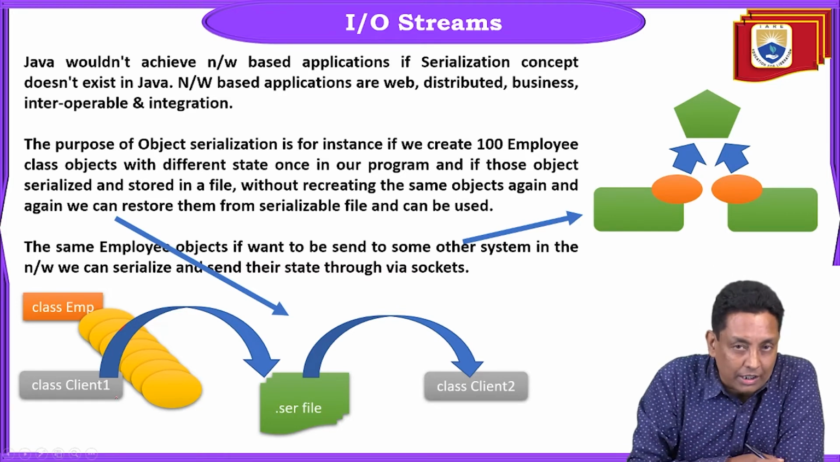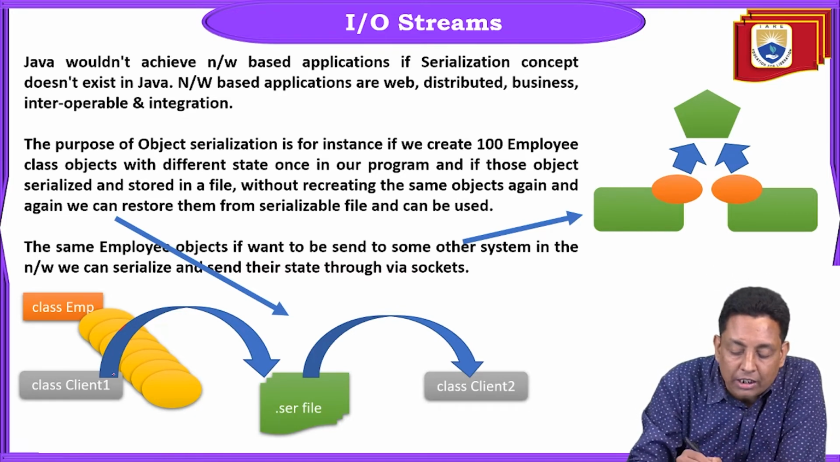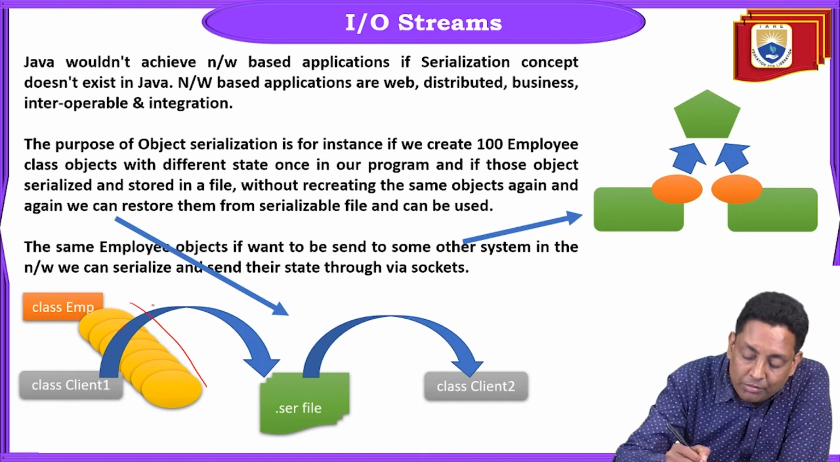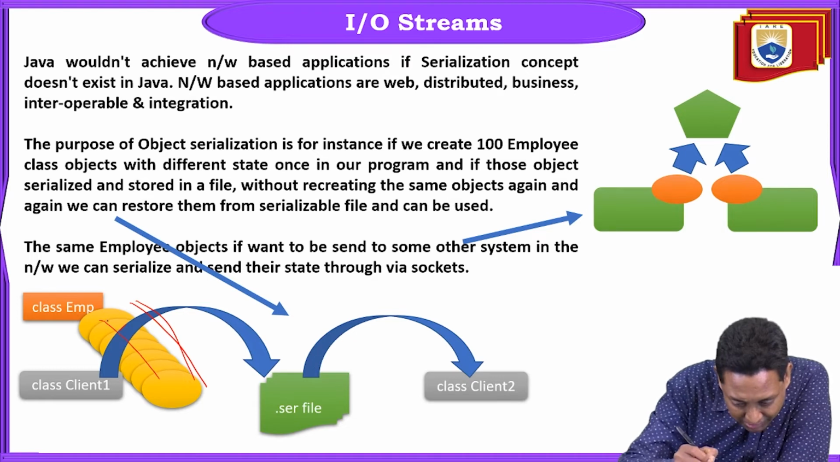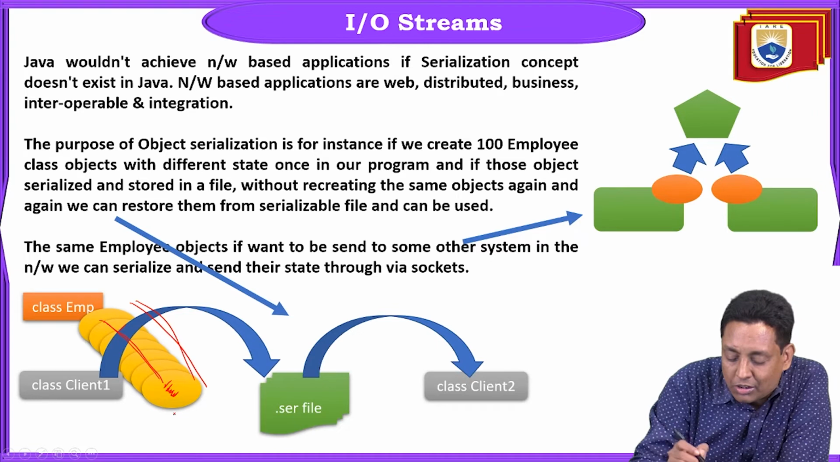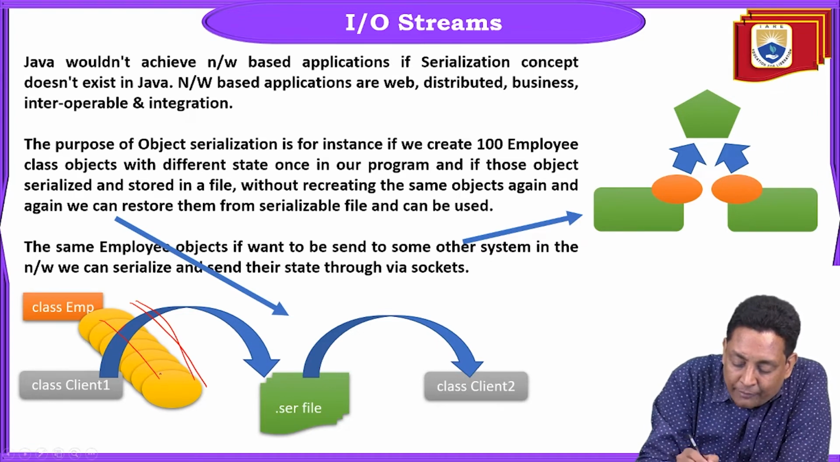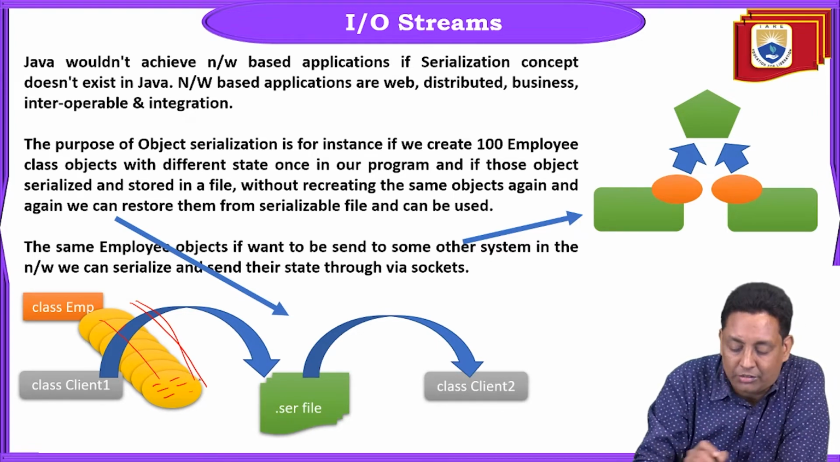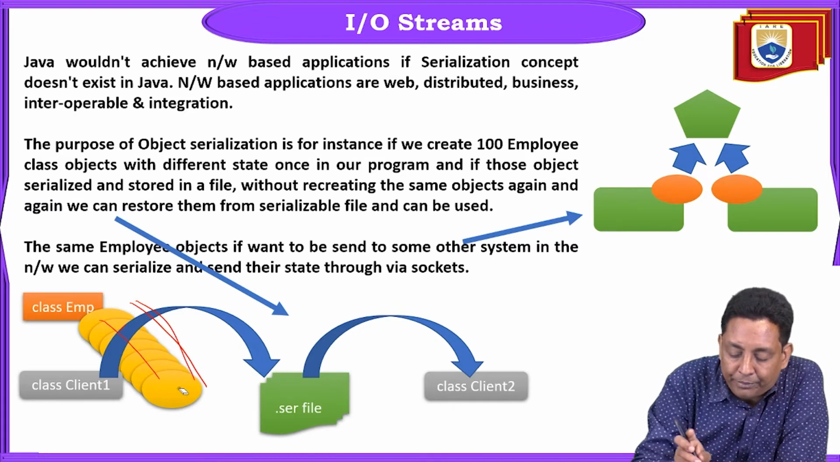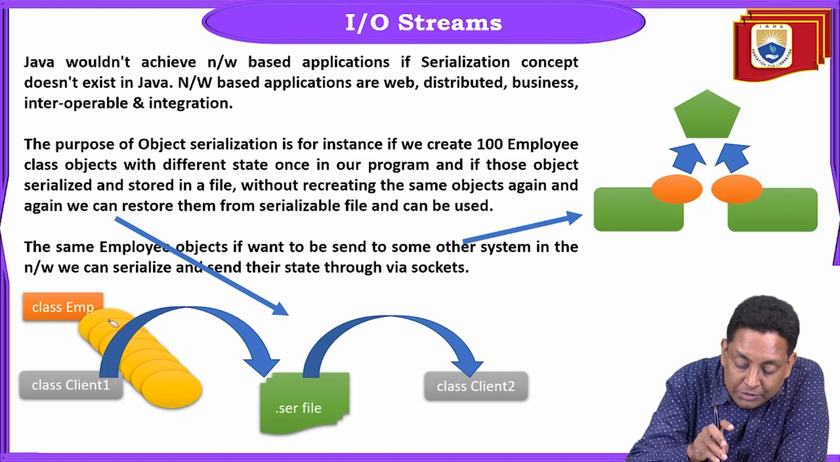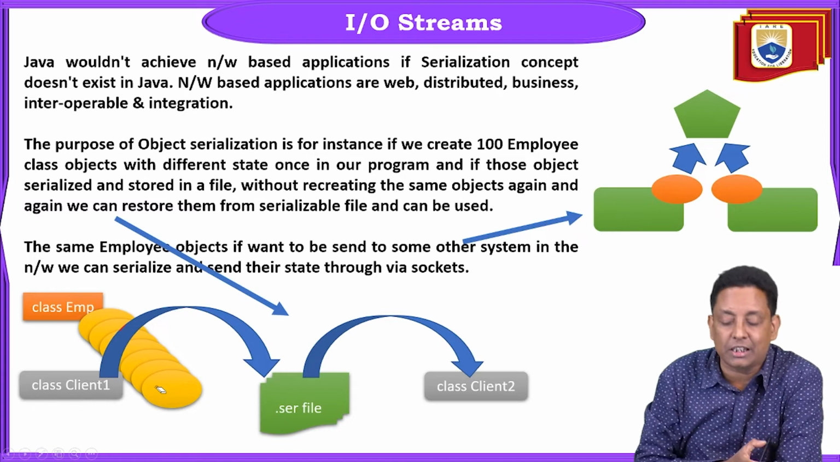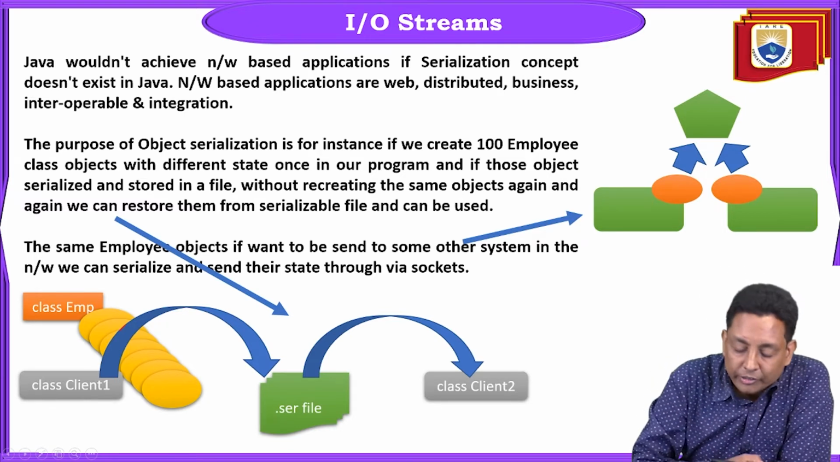Each employee object contains different employees' data that our organization is having. So we want to write one client. Through that client, all these 10 or 100 employee objects, their internal state, means the values existing in the instance variables of this class. One object's state is nothing but the instance variable values of that object. For each object, memory exists for the instance variables, right? The values in those instance variables are called the object state.